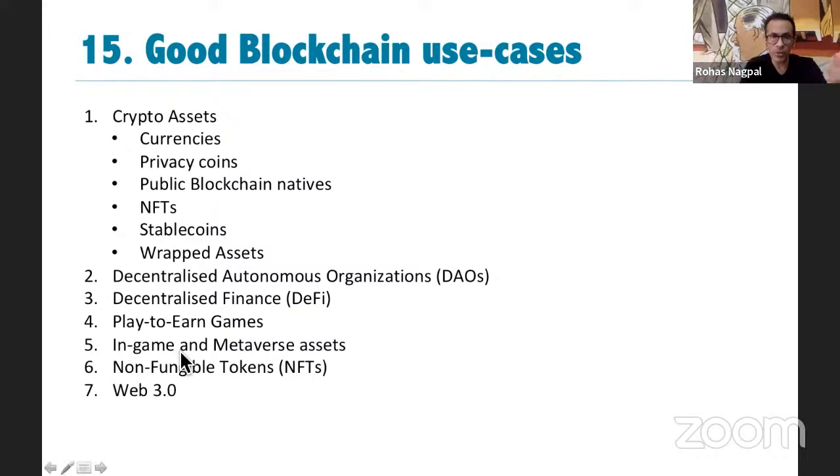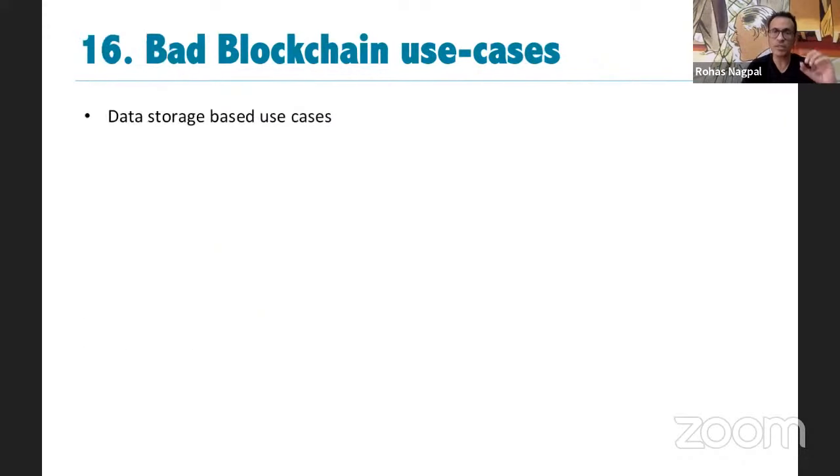Then you have non-fungible tokens. Sorry, I've already covered that before, and Web 3.0. So I'll do a separate session around Web 3.0. But these are amazing blockchain use cases, and over the last several years, I've seen them succeed. But I want you to understand what is a bad blockchain use case.